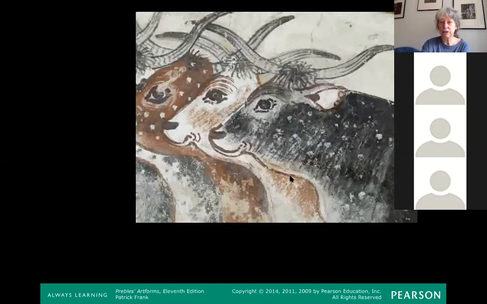So these are sort of close up. These are pretty good drawings of cattle. I spent a lot of time about 10 years ago trying to learn to draw cattle. And I think this is a good drawing, that the person has looked at cattle closely.